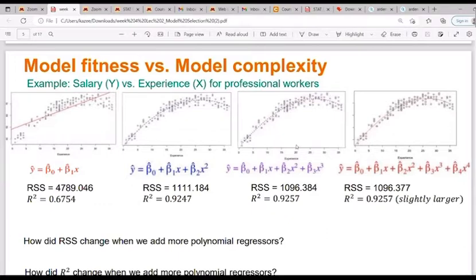But when you take a look at this one here, in addition to the linear effect of the experience of professional workers, we are incorporating the quadratic effect and the cubic effect. Okay, now here, of course, we incorporate even more. I just wanted to take note of that.